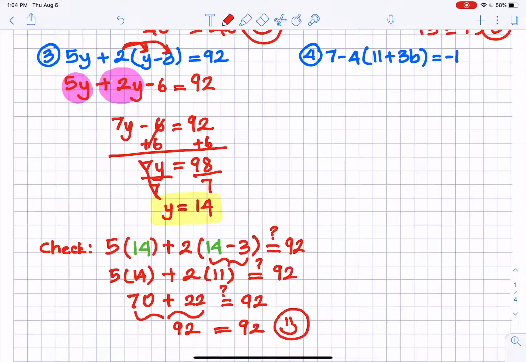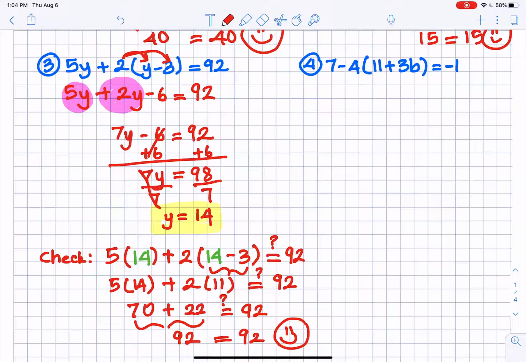Okay, now question number 4. We are going to continue with always taking care of the distributive property. Please be careful here with the distributive property because you have not 4 but negative 4 here. So you are going to distribute negative 4 over 11 and 3b. So let's rewrite 7 here. 7 minus 44, because negative 4 times 11, minus negative 4 times 3b, which will give us 12b, equals negative 1.